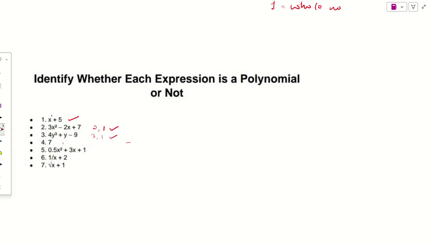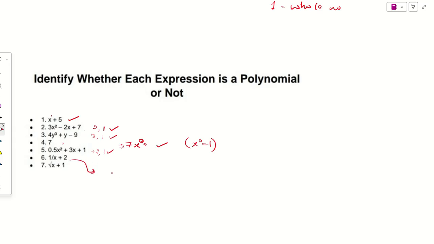Here also, you can see that 7. It's a constant, right? And it can be written as 7 times x to the power 0. x to the power 0 is 1. So naturally you have x to the power 0 with this constant 7. And 0 is a whole number, right? So it is also a polynomial. Similarly, here 2 and 1 are the exponents. This is also a polynomial.